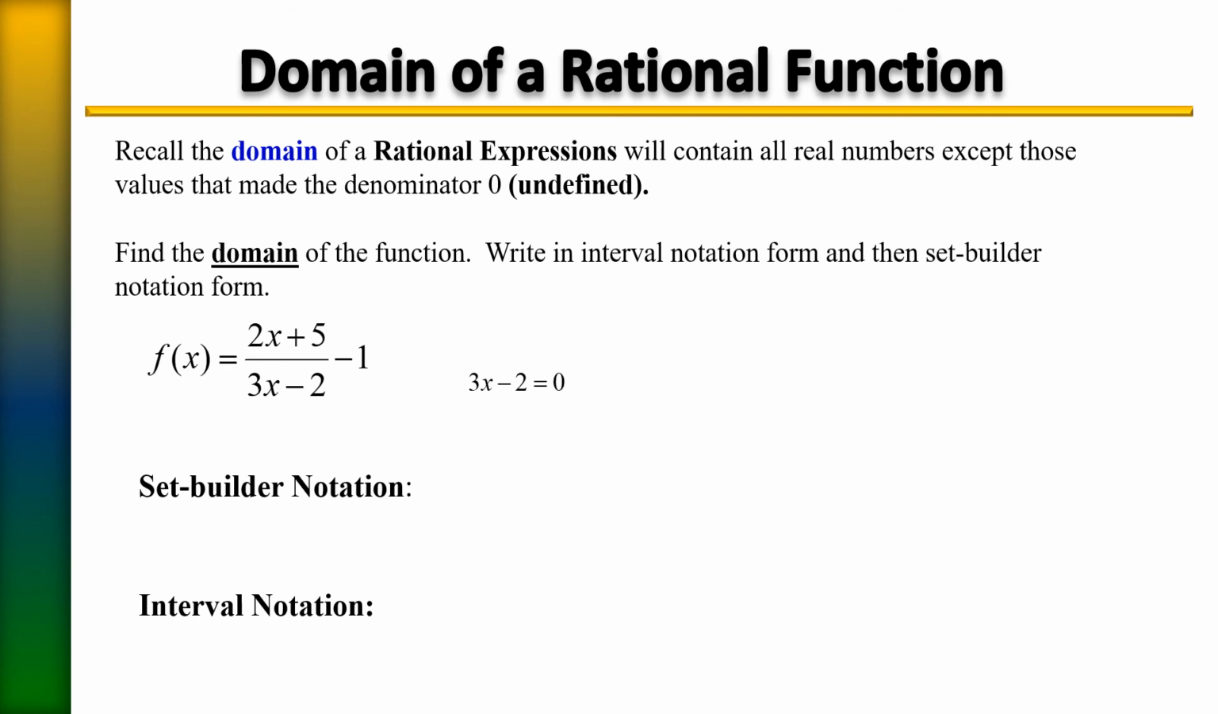So to do that, we're going to add 2 to each side, then divide by 3, and x equals 2/3. So I can plug any number into this function, but the one number I'm not allowed to plug in is 2/3 because 2/3 would make the bottom undefined. So to write that in interval notation form, to mean that the domain will include all real numbers except 2/3, is going to look like so. Interval notation following.